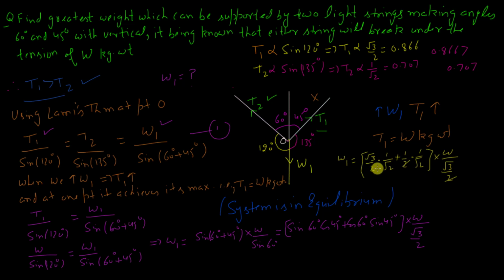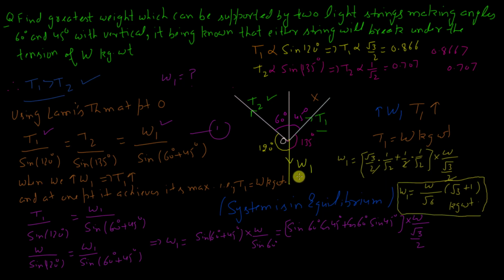The 2s will cancel out. So this root 2 will come out. So this is further equal to W by root 2 into root 3 is root 6, and it will be root 3 plus 1, which is W1, and units are kilogram weight. So this is the maximum weight it can support.